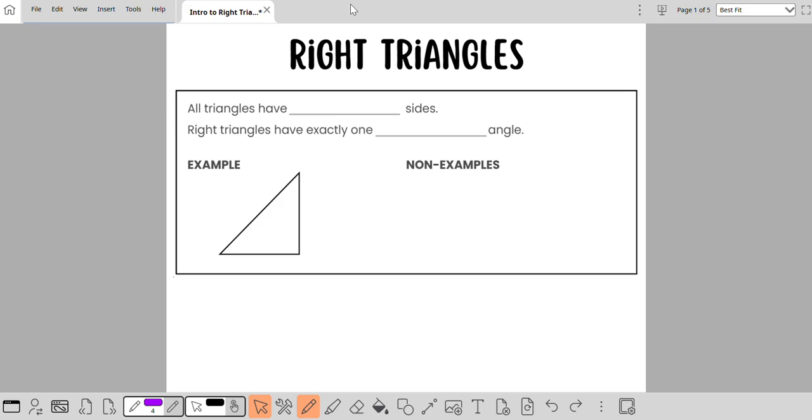Hello, everybody. Today we're going to talk about right triangles. And before anybody asks, no, there is not a wrong triangle. There are different types of triangles, but one of those types is not wrong.